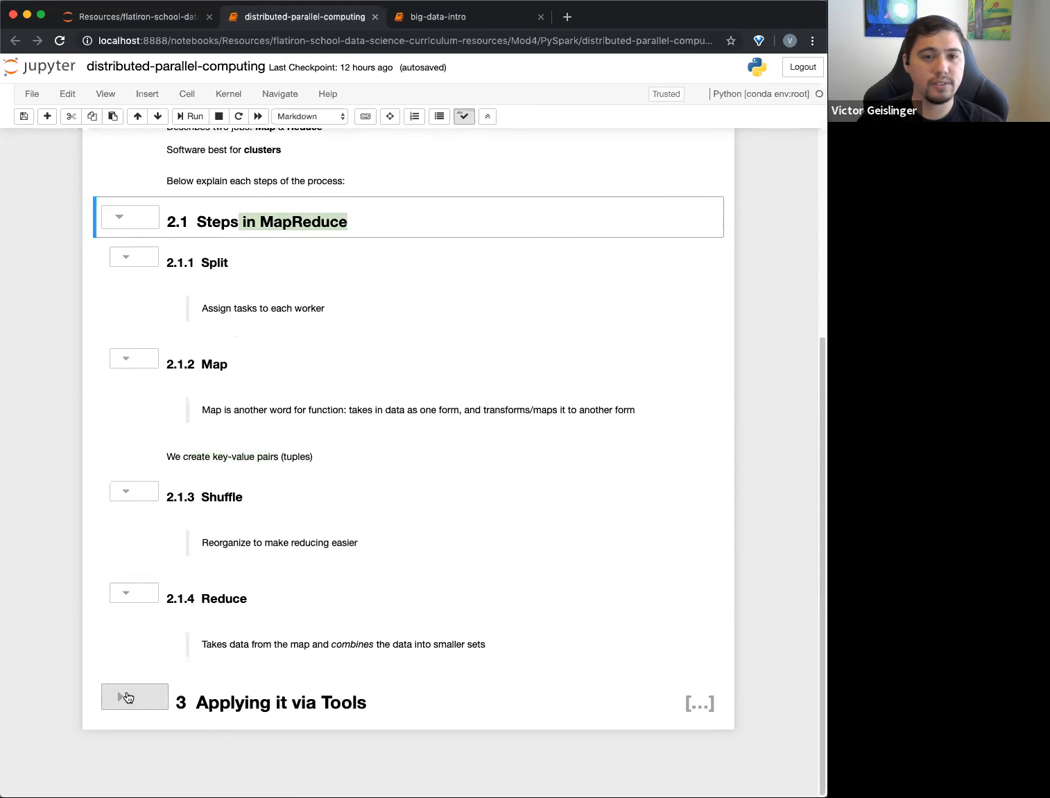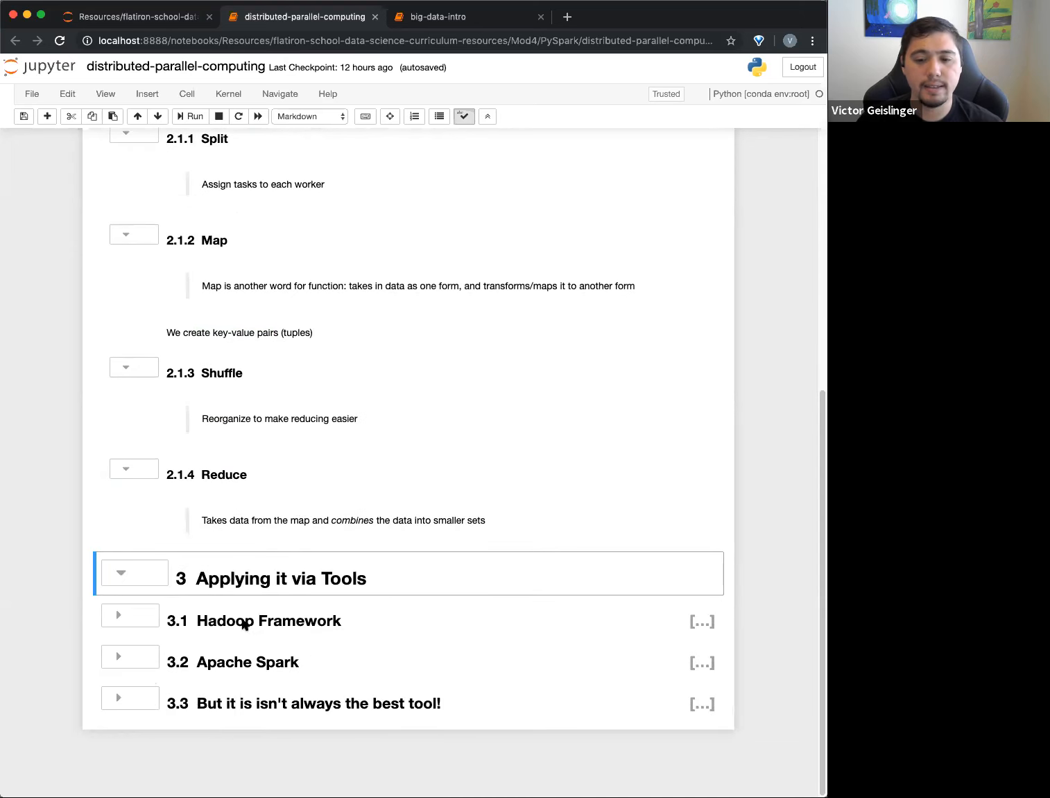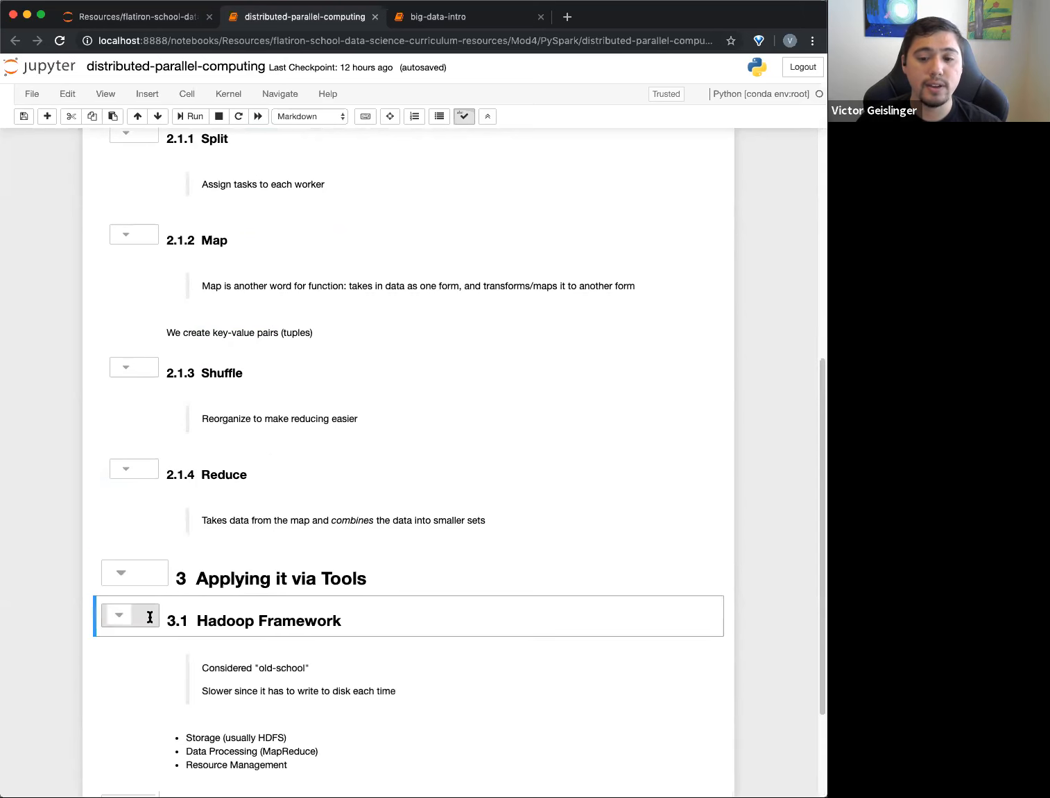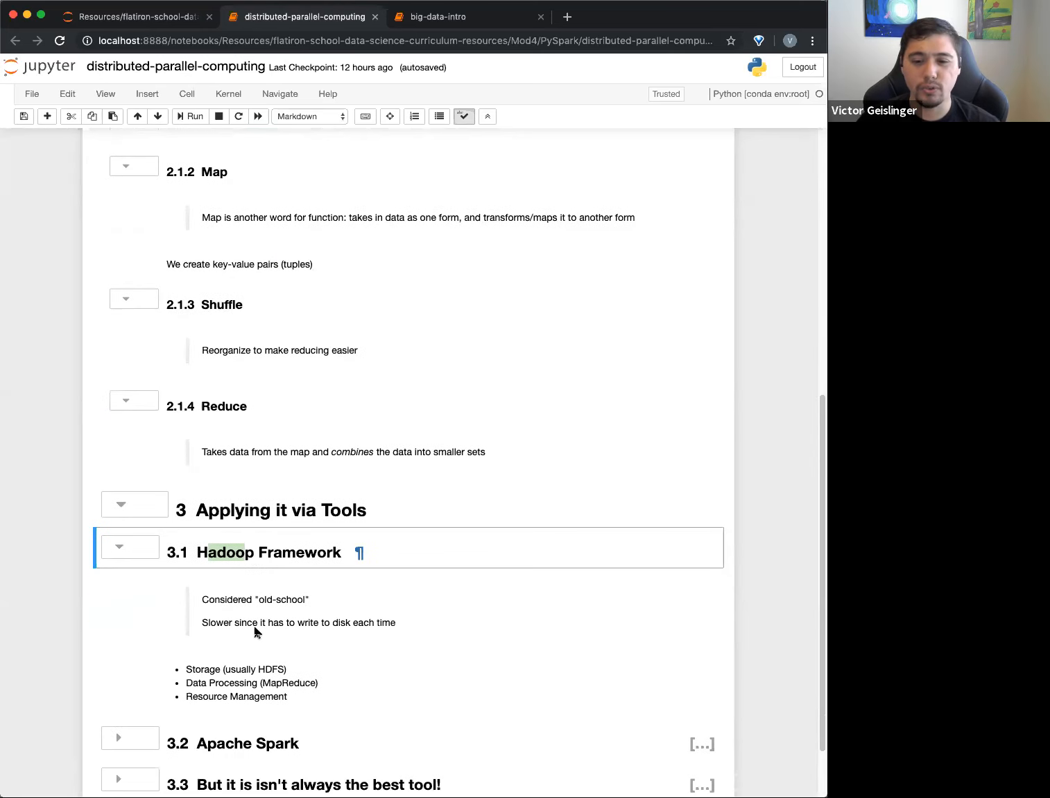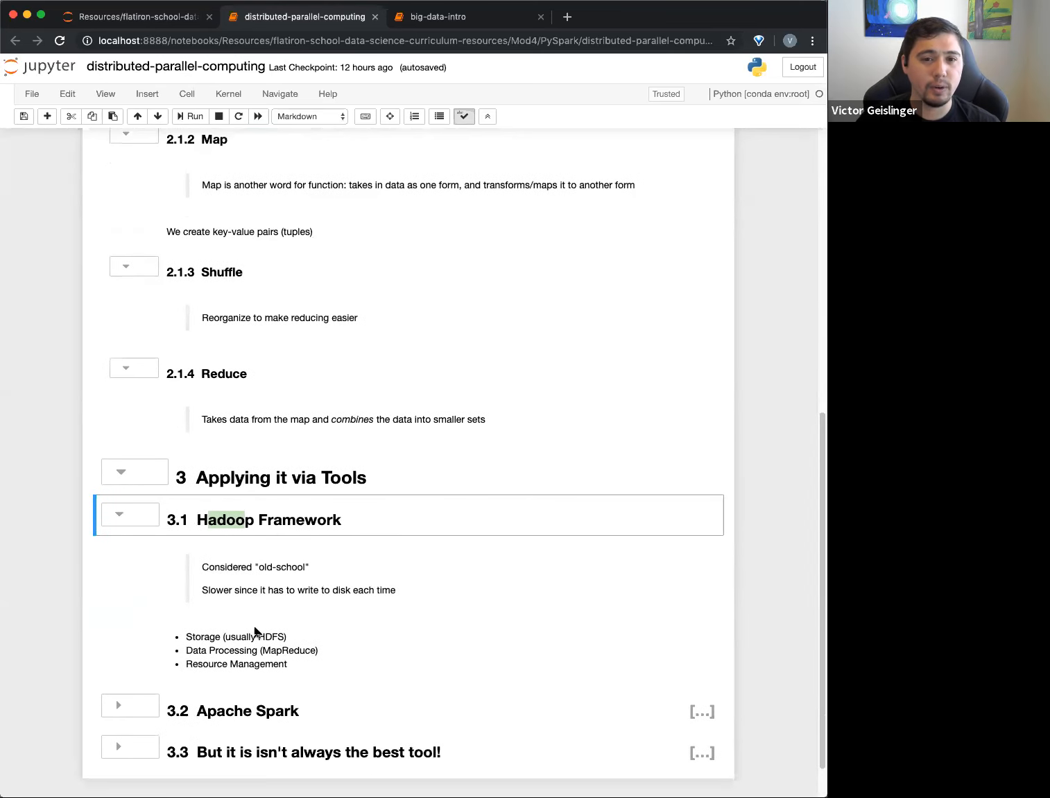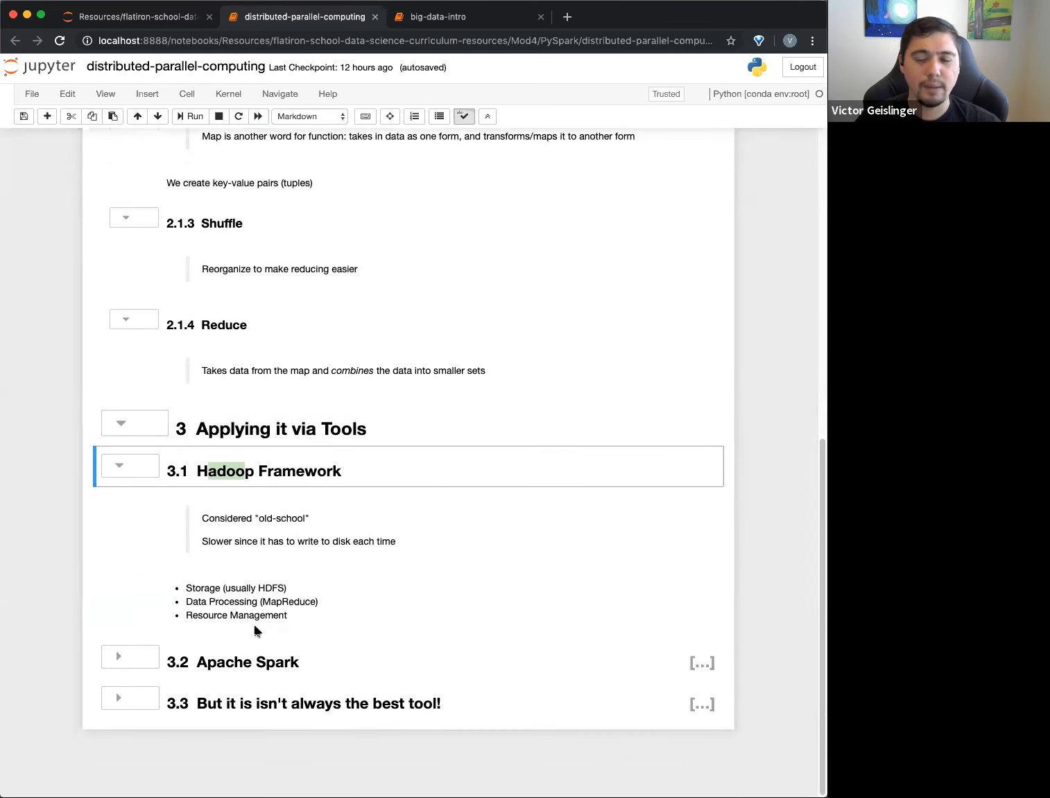Okay, all right. The last thing I just want to point out is applying this with tools. I won't go into how to do this, but know that there is the Hadoop framework. Hadoop is kind of old school. It's been around for a while. I think Facebook still uses it. It's technically a little slower than PySpark, or Apache Spark, I should say. But it's good enough. It takes a lot of work usually to transfer over, but if you're starting off, you would probably start with Apache Spark.